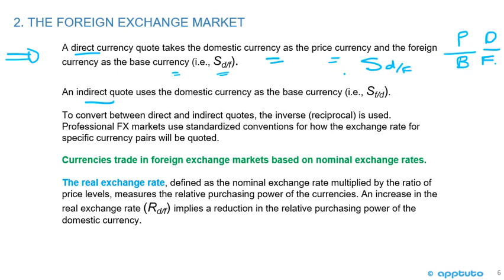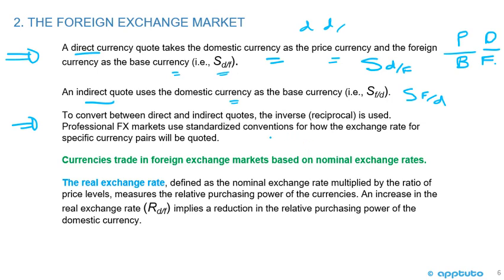So you just have to memorize that a direct quote, and I guess the way that I like to do that, D direct, D is in the numerator. Start with the D up top, okay? So a direct quote, S, DF. And an indirect quote, all you're doing is putting the domestic currency as the base, so it's the opposite. So I like to think of it as DD, direct, and that's your numerator, and then you'll get it straight, okay? So to convert between the direct and indirect quotes, the inverse or the reciprocal is used.